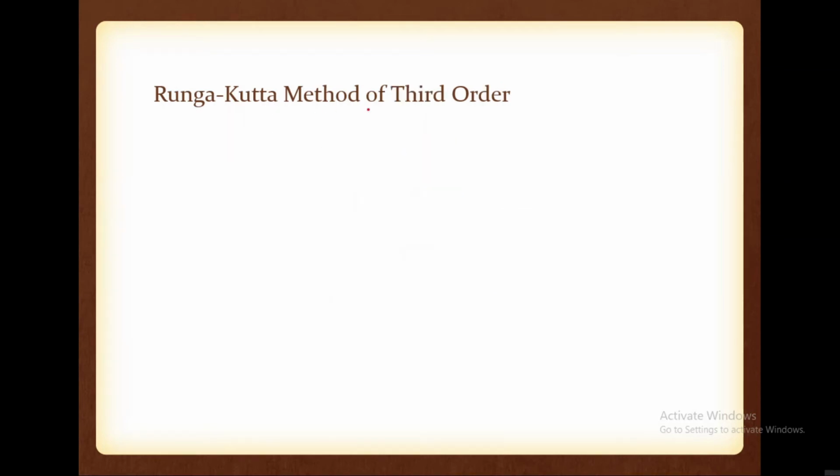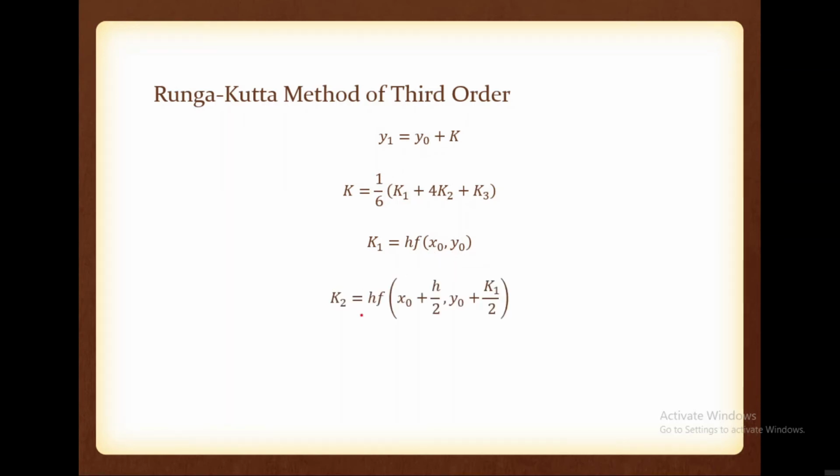So the Runge-Kutta method of third order is y1 is equal to y0 plus k. This is common for all methods. Y1 is equal to y0 plus k, where k is equal to 1 by 6 into k1 plus 4 k2 plus k3, where k1 is equal to h into f of x0 comma y0. This is also common for all methods. K1 is equal to h into f of x0 comma y0. K2 is equal to h into f of x0 plus h by 2, please note h by 2, comma y0 plus k1 by 2.